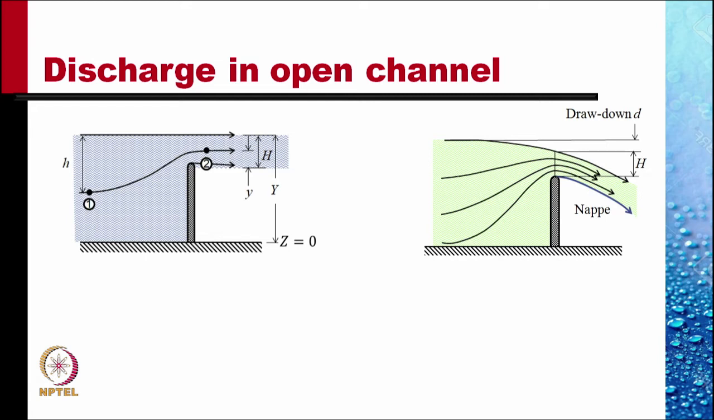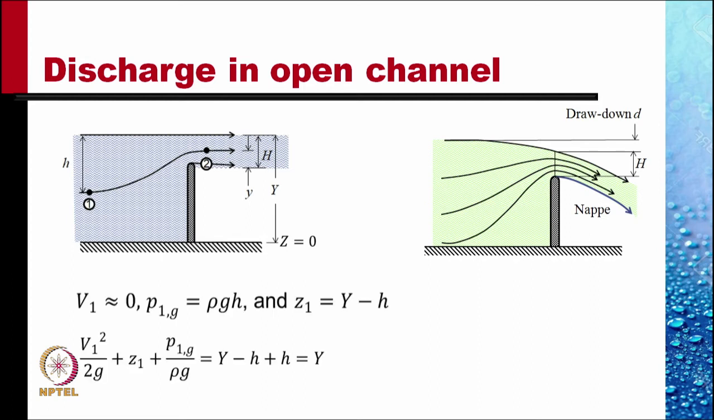Let us consider a streamline within this flow, from point 1 to 2. We assume that the width of the channel and height in the main channel is much larger than the height in the flow over the obstruction. So the velocity at point 1 can be considered to be much lower than the velocity at point 2. V1 is approximately 0.